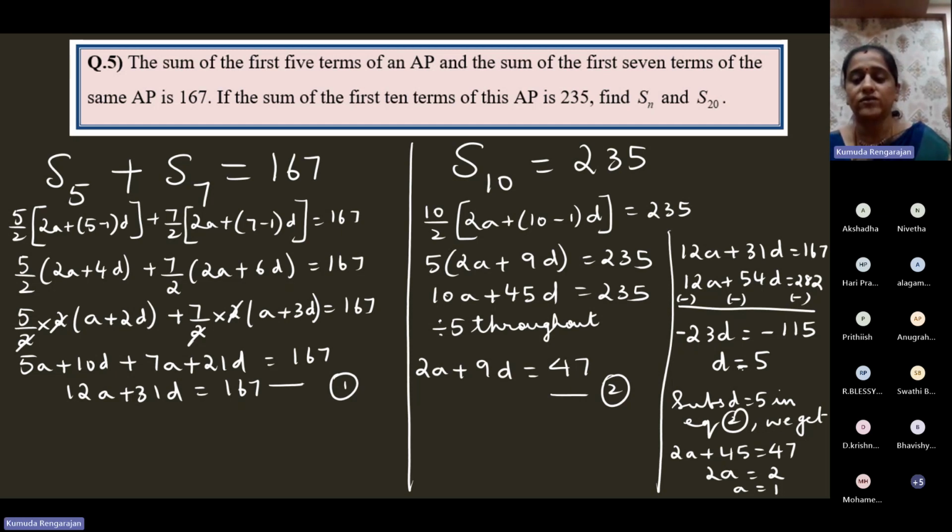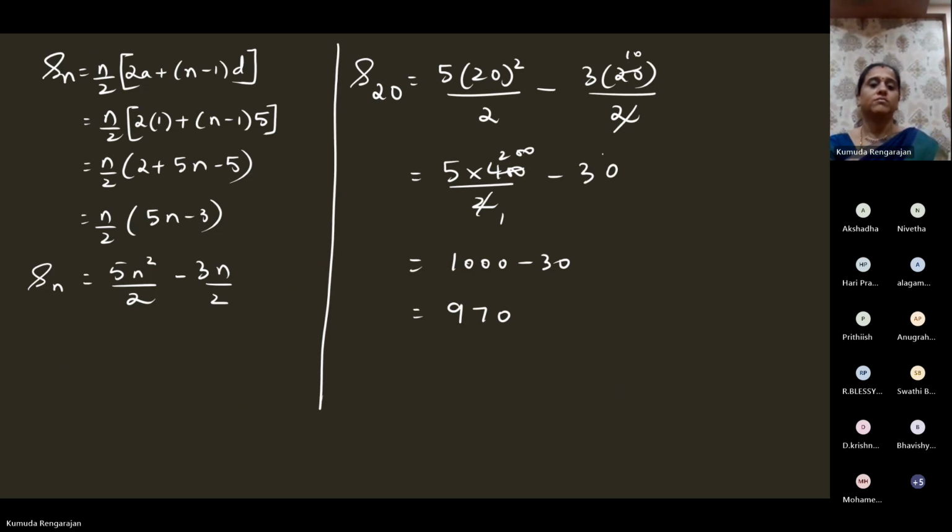Okay, so after finding the values of A and D, we'll find Sn and S20. And you can use Sn to find S20.